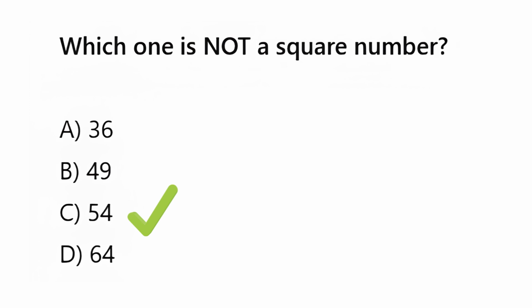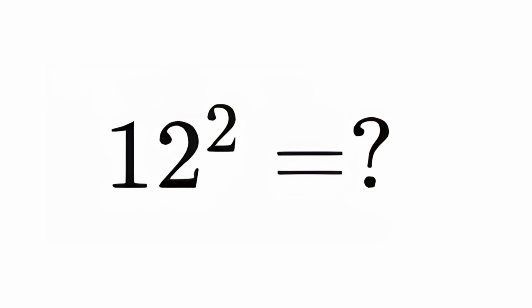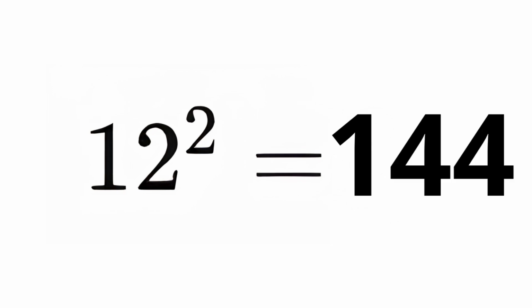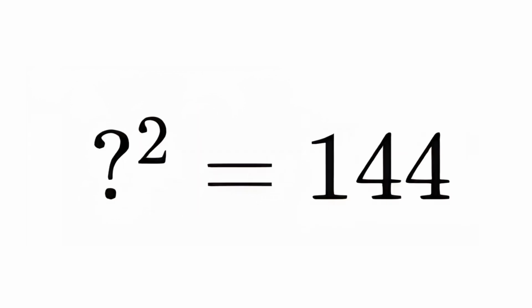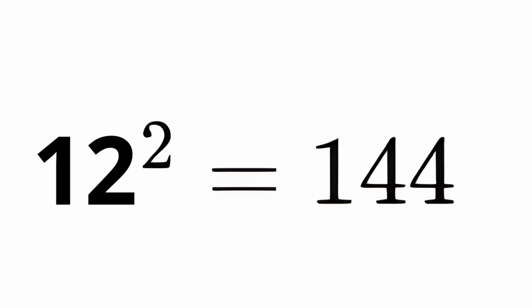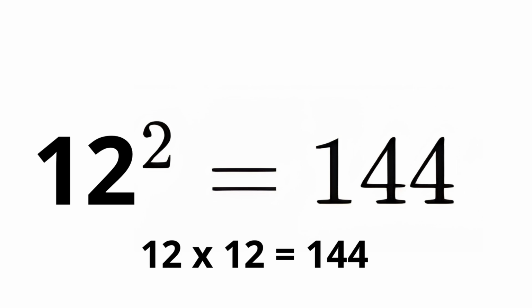Let's increase the difficulty. What is 12 squared? Try to calculate it without a calculator. 12 squared means 12 times 12. The answer is 144. Now let's reverse the question again. Which number squared equals 144? Think about the square numbers you have learned. The answer is 12. 12 times 12 equals 144. Therefore, 12 squared equals 144.